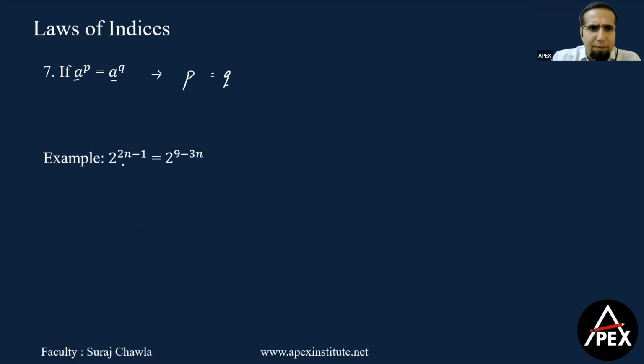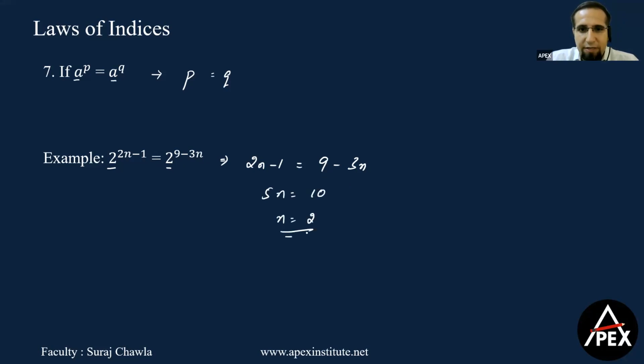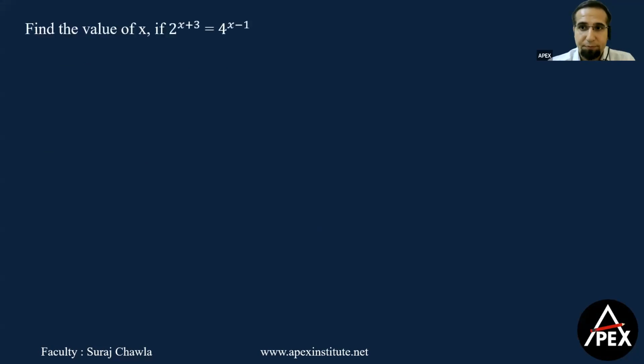Clear, right? So for example, if I have 2 to the power 2n minus 1, which is equal to 2 to the power 9 minus 3n, since the bases are equal here, I can always say that 2n minus 1 is equal to 9 minus 3n. So if I transpose my values, I get 5n is equal to 10, or I can directly say that the value of n is equal to 2 here. So if the bases are same, I can equate the powers.